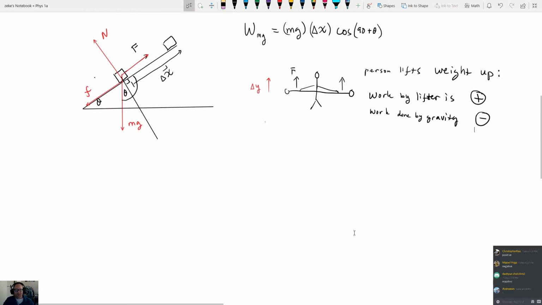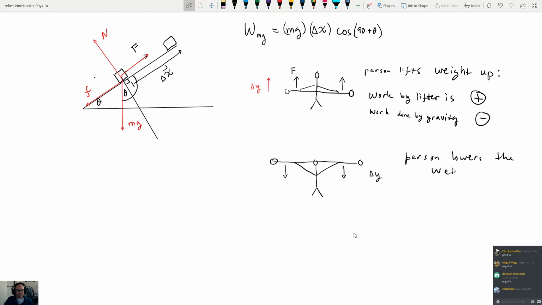So what if we look at the other piece of this cycle? What if we look at the situation where the person has already lifted the weight, so the weight is up here. So they're holding this barbell up here. And now what they're going to do is move it downwards. So this is going to be our delta y now. Okay. So the person lowers the weight. So what about now? What's the work done by the lifter going to be?